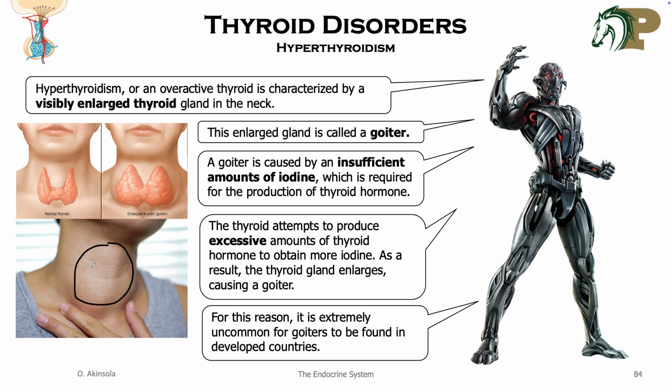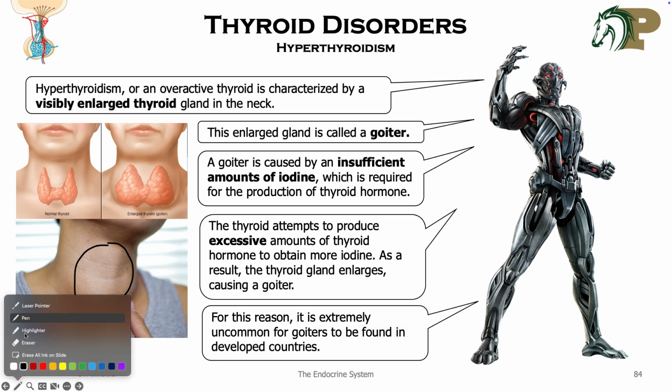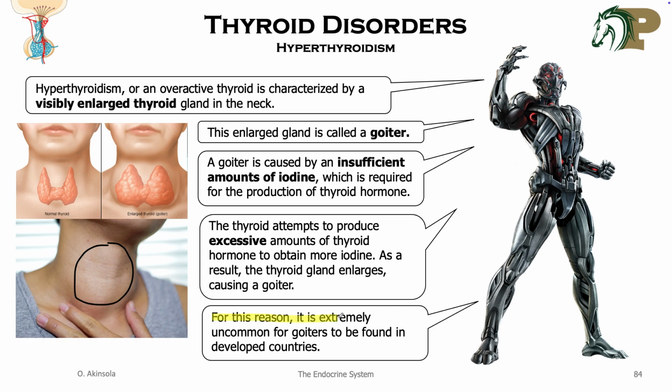For that reason, it's extremely uncommon for goiters to be found in developed countries. Why is it extremely uncommon for this to be the case? Because in developed countries, salt is fortified with iodine. The absence or decreased levels of iodine is what is responsible for this goiter appearing. Okay.